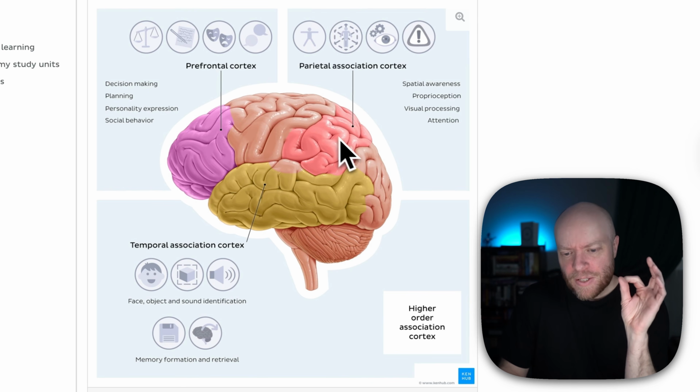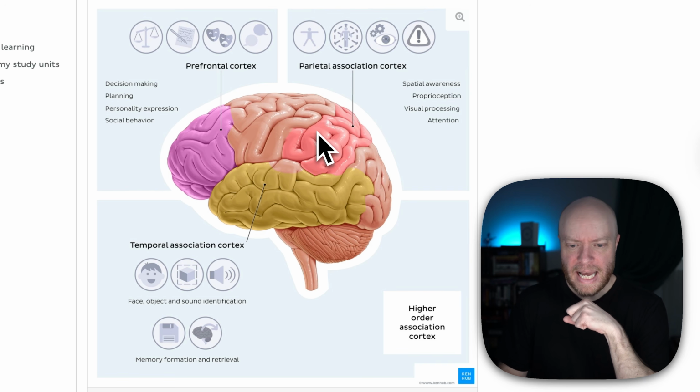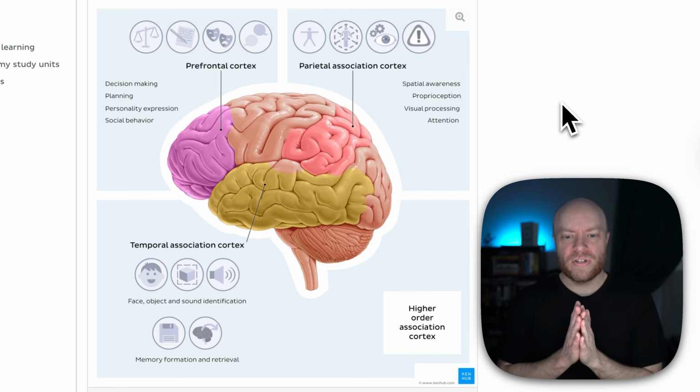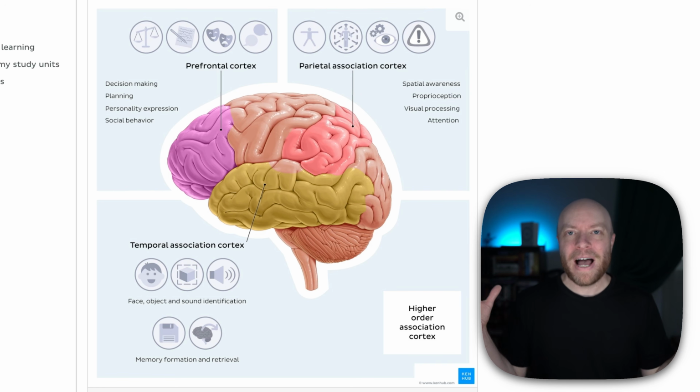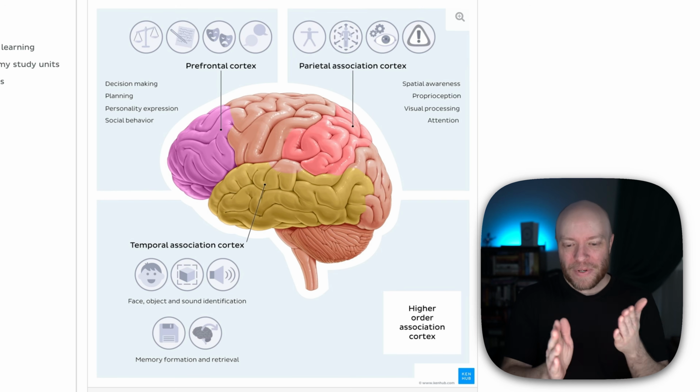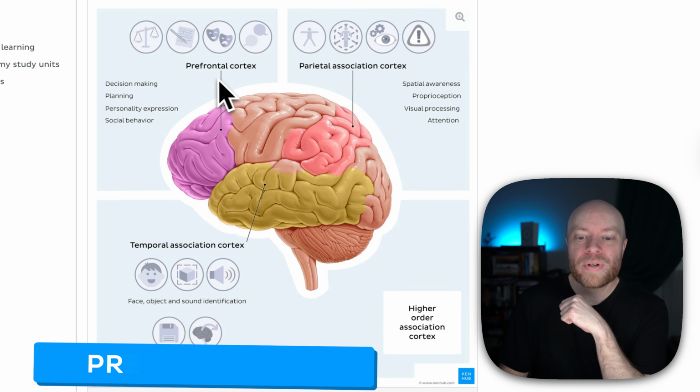But this is what we're going to be focusing on today. And the goal with this is to just kind of make sense of how things make sense. Does that make sense? So what I want to start with is going to be the prefrontal cortex.